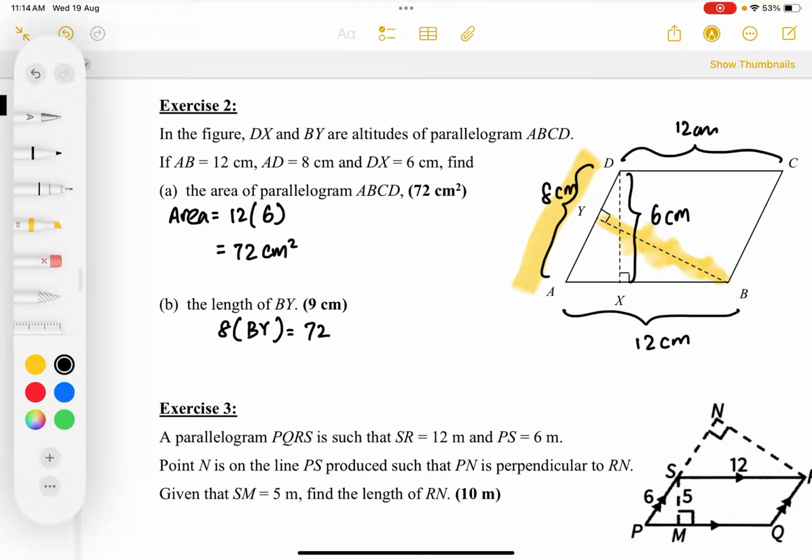And now we take our pencil, we want to remove that 8. So we just use red color to represent a pencil. Divided by 8 on both sides. And now I'm left with BY, which is what the question wanted. 72 divided by 8, you get 9 cm.